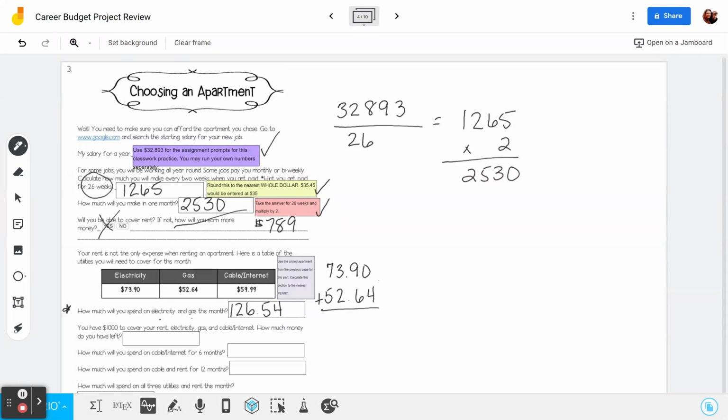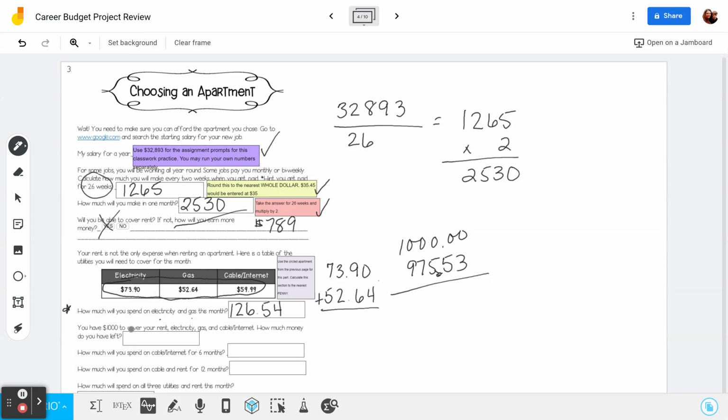Now it says you have $1,000 left to cover your rent, electricity, gas, and cable internet. How much money do you have left? So when you do that, you need to figure out the total cost of all of these plus your rent. So we want to add up the chart plus our rent. And when we do that, we get $975.53. And we would subtract that from 1,000.